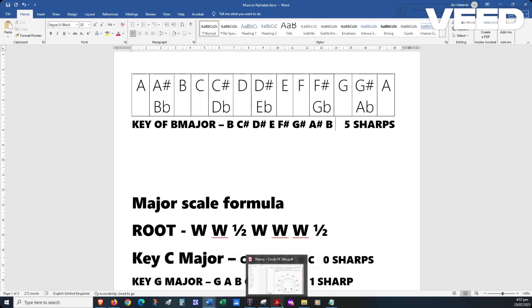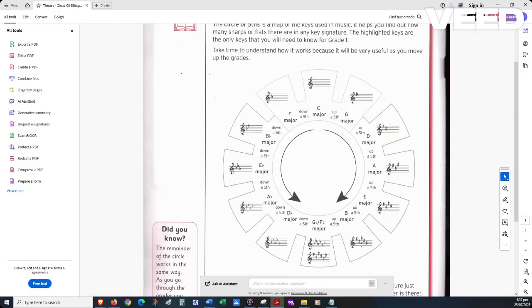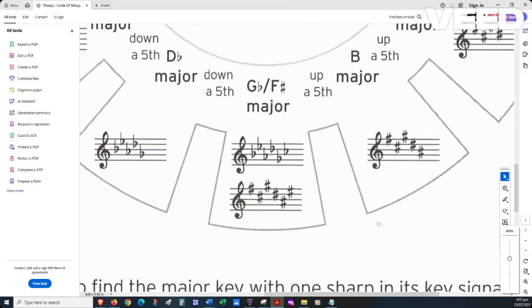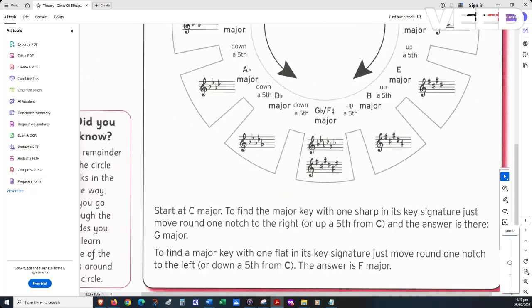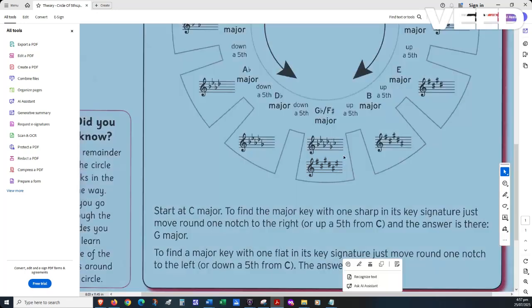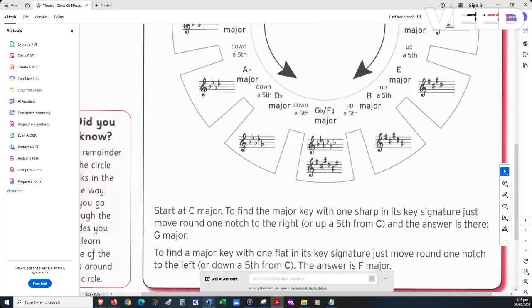And looking at our circle of fifths, that's what the key of B looks like with its 5 sharps. If you went up another fifth, you wind up in the key of F sharp major. 1, 2, 3, 4, 5, 6 sharps. You're not going to play in that key a whole lot.